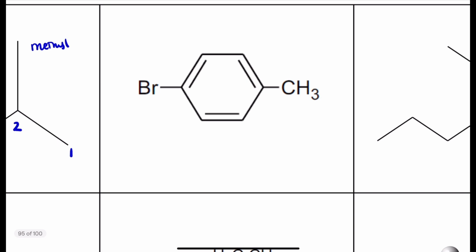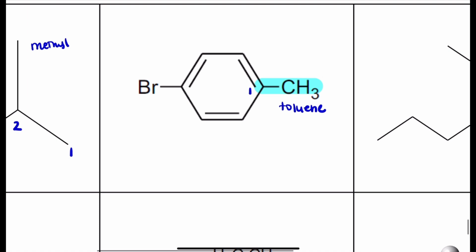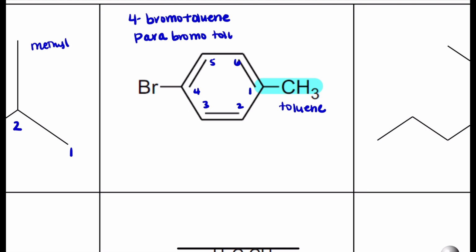This group here, it looks a little sideways, but you still need to be able to recognize it. This is a toluene. So this would be in position 1, 2, 3, 4, 5, 6. I can either call this 4 bromotoluene, or I could say para bromotoluene. I don't need to emphasize where the methyl group is because by saying toluene, I know that I have a methyl group and that becomes the first carbon.